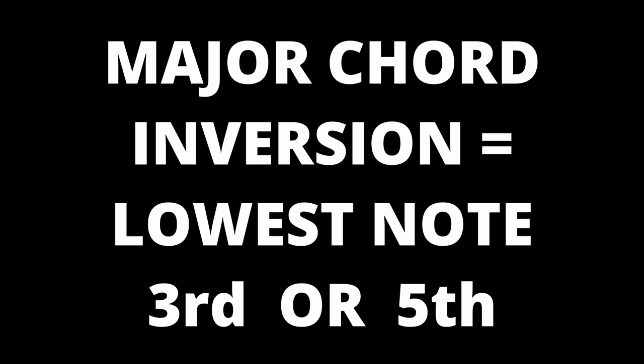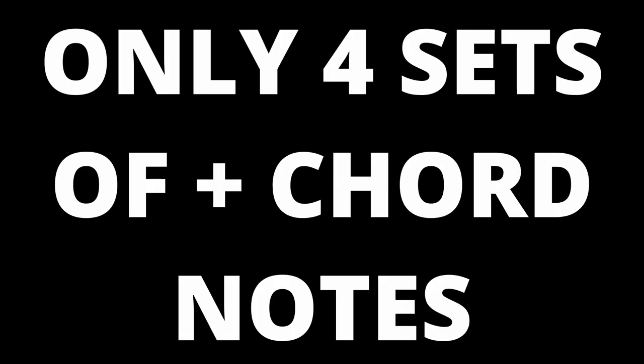Inverting a major chord involves playing the third or fifth note as the lowest note or root note instead of the first note. If we take the C augmented chord we heard earlier with the notes C, E, and G sharp, we can attempt two inversions. With the E as the lowest note, we get E, G sharp, and C. This is an E augmented chord. If we use G sharp as the lowest note, we get G sharp, C, and E, which is a G sharp augmented chord. So there are actually only four sets of notes that create augmented chords.